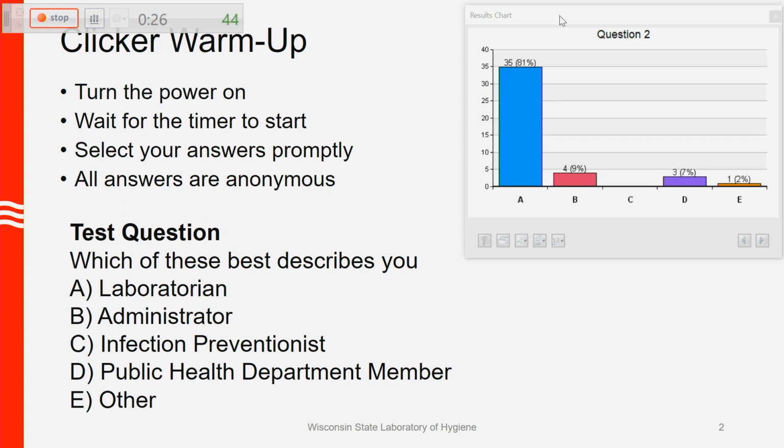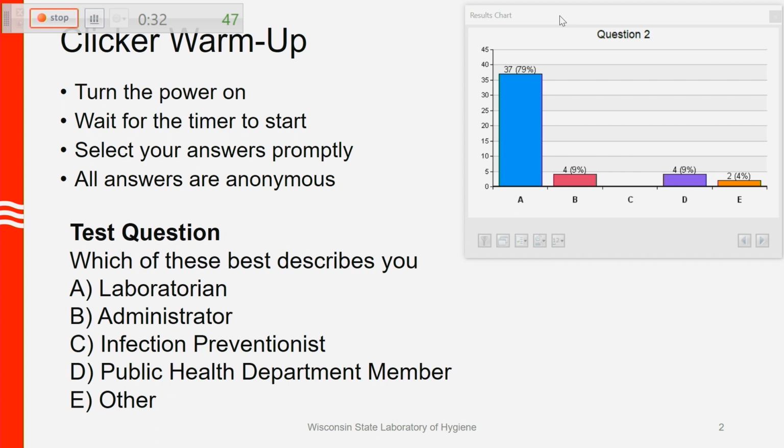So my test question here, which of these best describes you? Get a feel for who's in our audience today. We do have, as usual, a majority of laboratorians joining us for this meeting, but really wonderful to see we've got some public health department members, some people who consider themselves other outside of this group, some administrators, so it's really great to have a diverse audience here today.